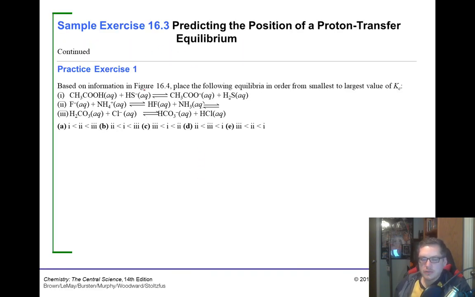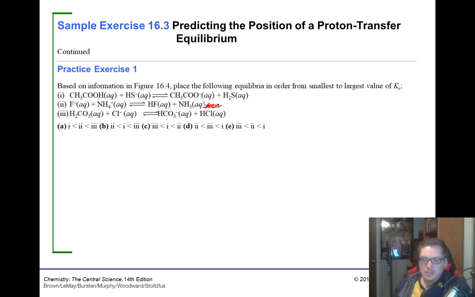It says based on information in 16.4, place the following equilibria in order from smallest to largest value of Kc. So really for each of these, we have to just figure out what our Kc value would be. There's a rogue equilibrium symbol here. I do not know why. Whatever, ignore this.